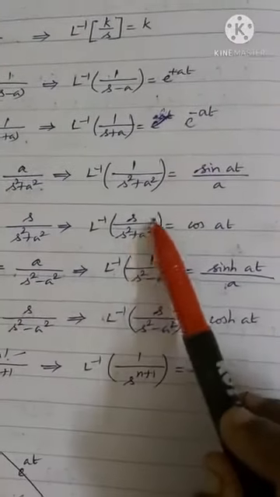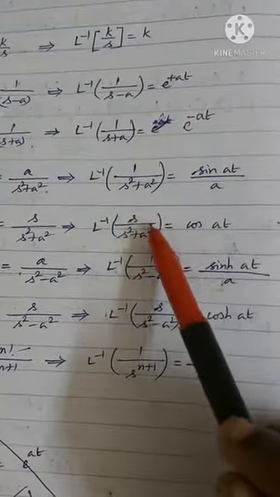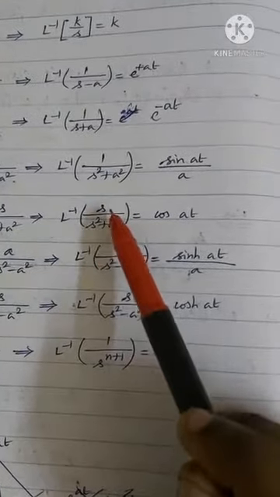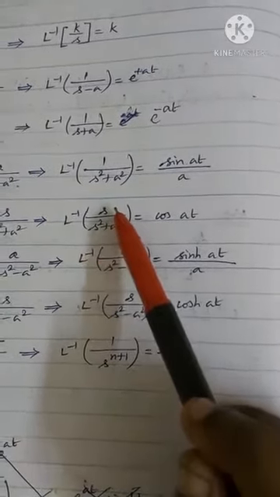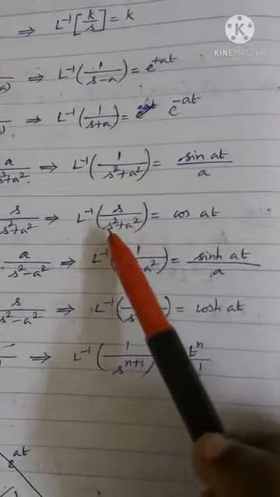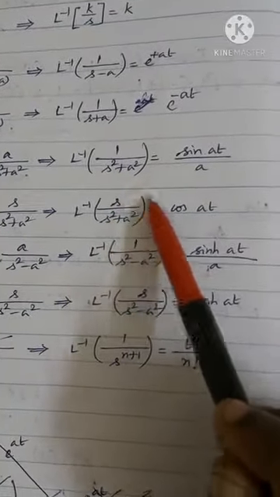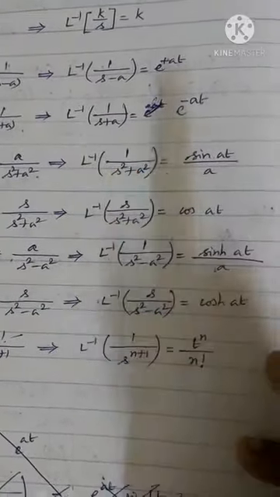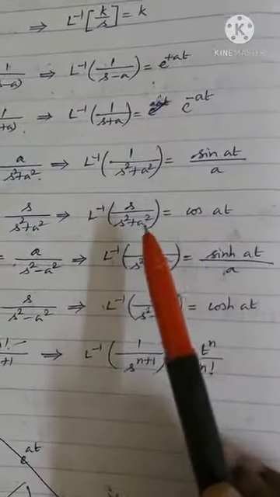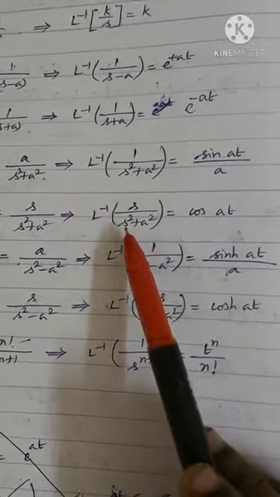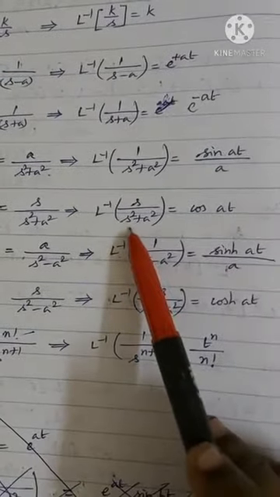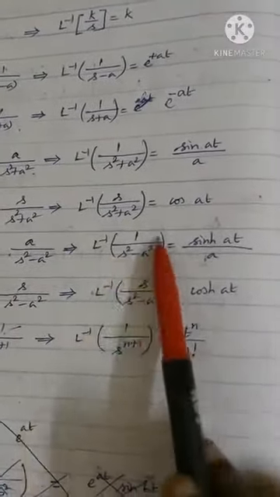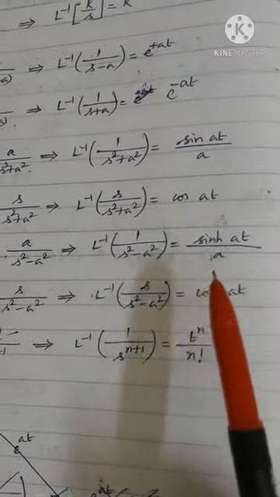L inverse of, in the numerator we should have s or a constant term. If the numerator is s, the denominator should be s. If the denominator is s plus 2, the numerator should also be s plus 2. If the denominator is s plus 2 but the numerator is s, then you have to change it to s plus 2 by adding and subtracting 2. If you have a constant, or 1 in the numerator, no problem. If you have s and the denominator is also s, no problem. L inverse of 1 by s square minus a square is sinh at by a.